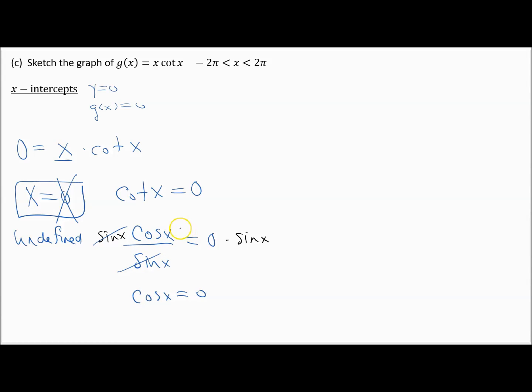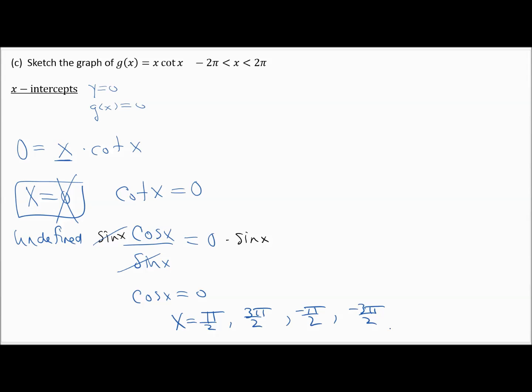Another way to think about that is the only way a fraction is equal to 0 is if the numerator is truly equal to 0. Now, where is cosine of x equal to 0? We know that cosine of x is equal to 0 at x is equal to pi over 2, right? Also at x is equal to 3 pi over 2. But what if you go backwards around the circle? Well, negative pi over 2, which is in the same location as 3 pi over 2, and negative 3 pi over 2 is in the same location as pi over 2.